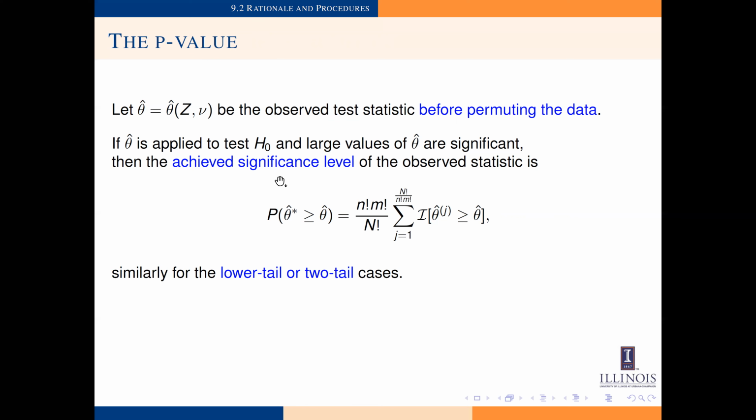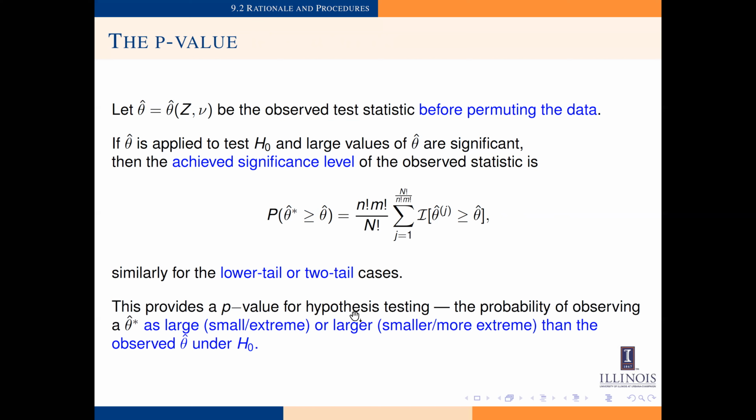So if, say, small values of theta hat are significant, you simply flip the larger than or equal to into less than or equal to here. So this provides a p-value for hypothesis testing. Essentially, this is the probability of observing a theta hat star as large or as small or as extreme, or larger or smaller or more extreme, than the observed theta hat under the null hypothesis.